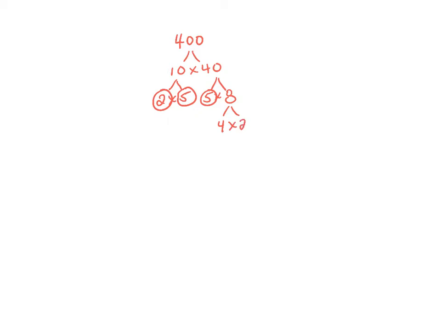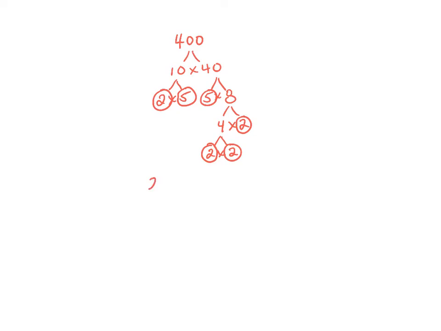I have 4 times 2. 2 is a prime number. And finally, 4 needs to be broken down one more time as 2 times 2. Now, everything that I have circled, if I multiply all those circled numbers together, I'm going to get 400. So this is the prime factorization of 400.